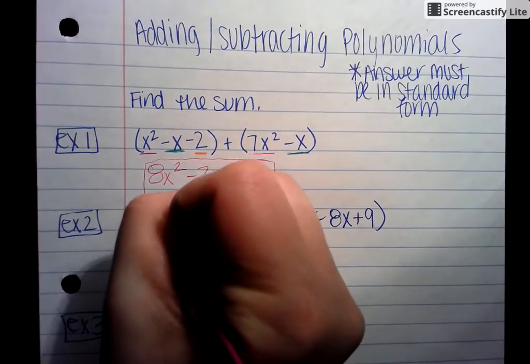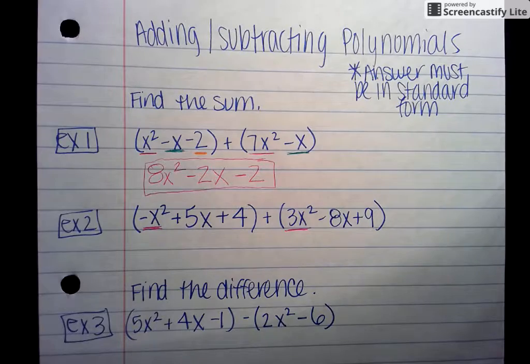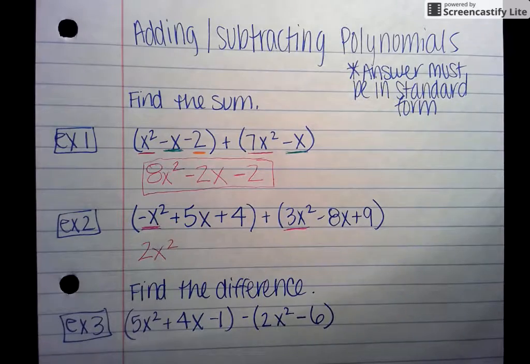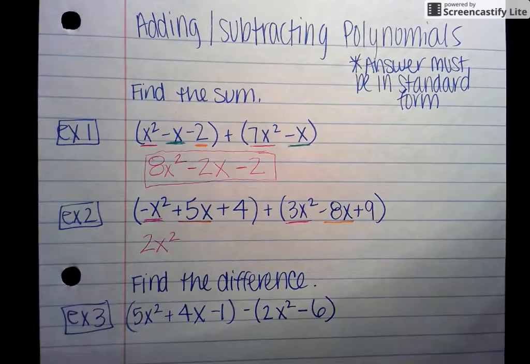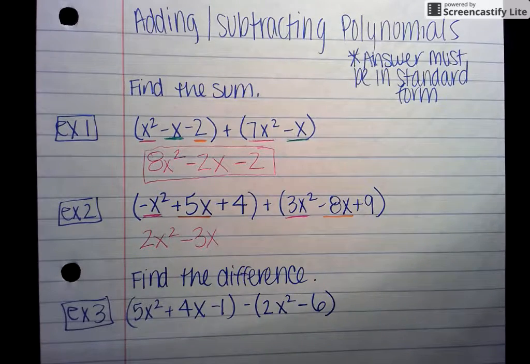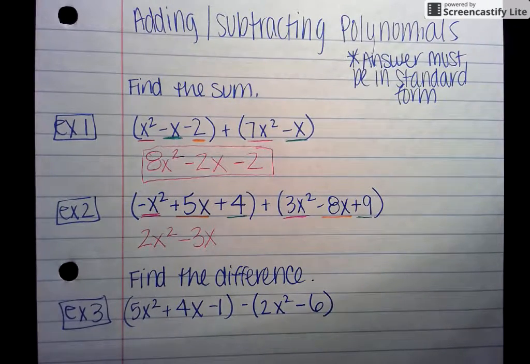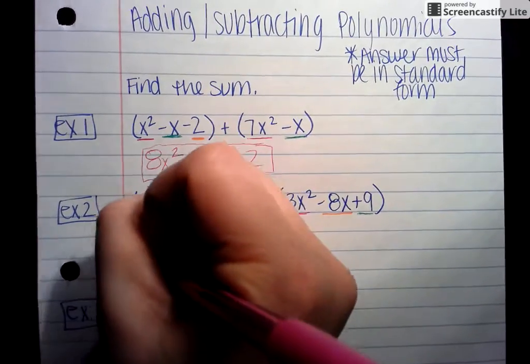So my like terms here are a negative 1x squared and a positive 3x squared. So that would make that a negative 1 plus 3, which is 2x squared. My other like terms are a positive 5x and a minus 8x, which is going to make that a negative 3x. And then I have 4 plus 9, which is going to give me a positive 13. So that's going to be my final answer.